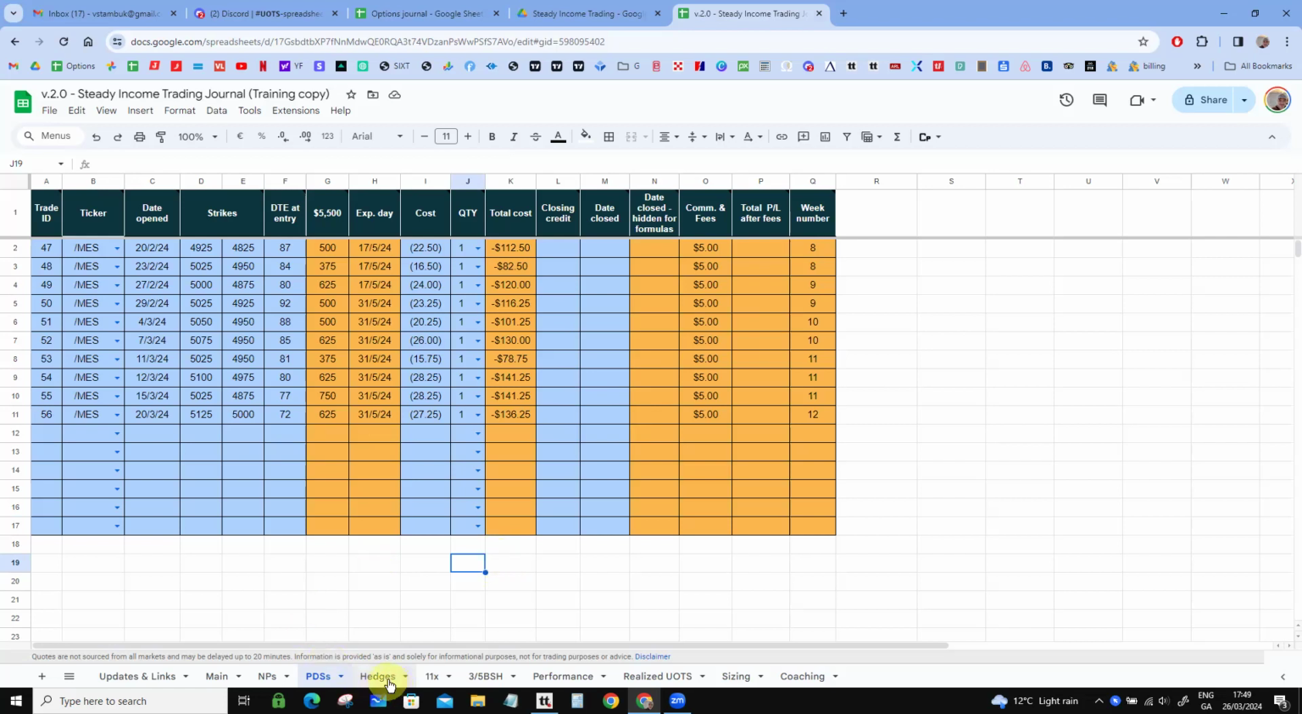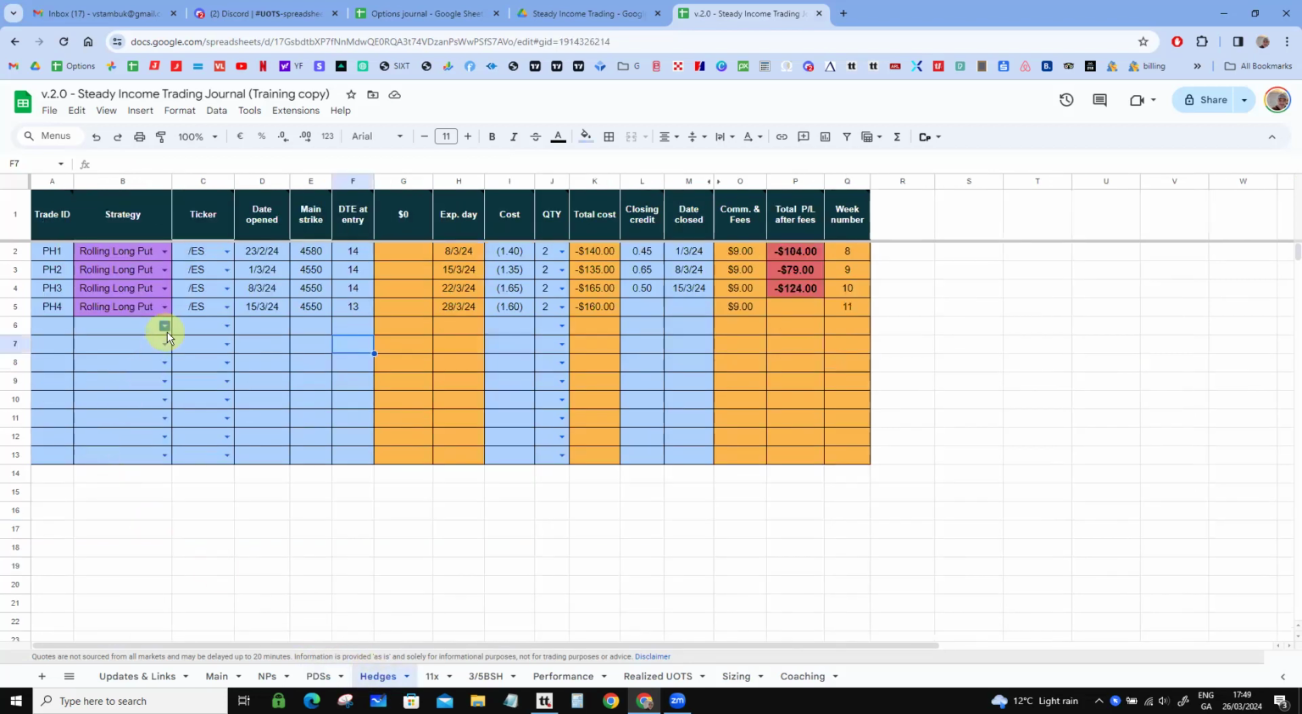So you also have some hedges on demand, and they can also be recorded here to keep an eye on the cost and everything. So that's on hedging.